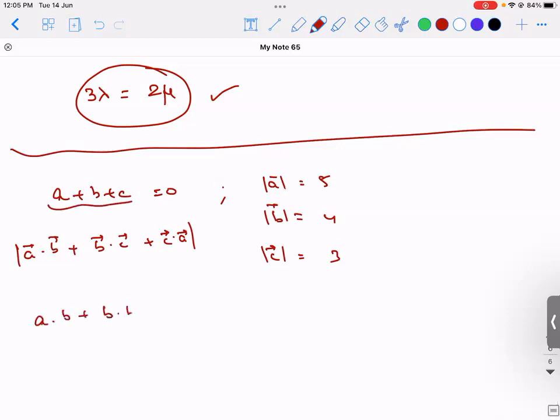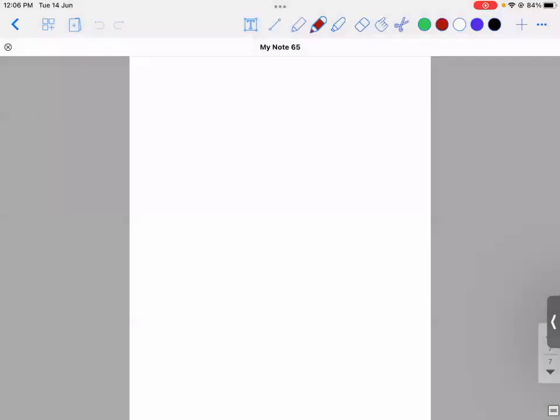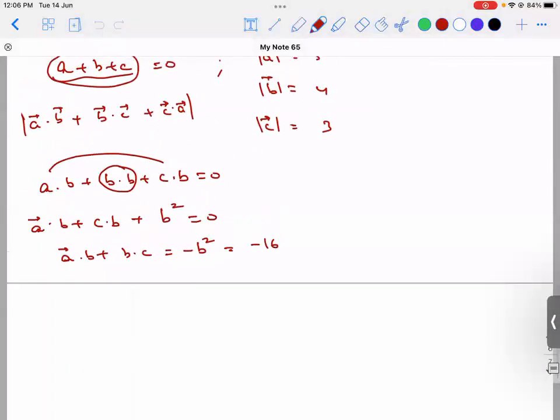So A dot B plus B dot B plus C dot B is equal to 0. So if I take dot B on both the sides, that is what I am getting. Correct? Yes. So A dot B plus C dot B plus what is B dot B? It is B square. B cross B is 0. B dot B is not 0. So A dot B plus B dot C is equal to negative of B square. So what is minus of B square? Minus 16. So A dot B plus B dot C is minus 16.